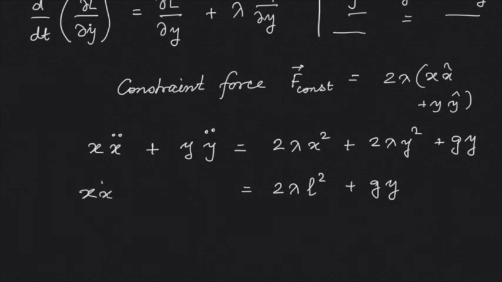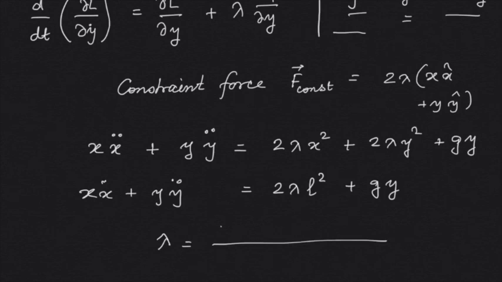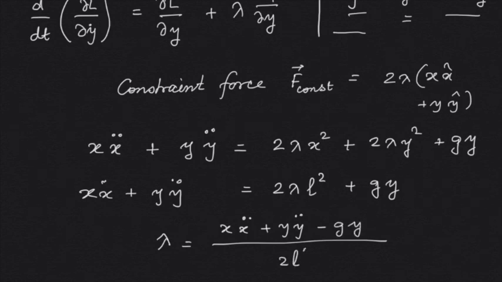Right, so xẍ plus yÿ is this, and I can now write λ in terms of everything else, and that will look a little complicated. λ is xẍ plus yÿ minus gy, divided by 2L². Fine. So far so good, but you see λ is still not in terms of x and y, so I have to somehow reduce ẍ and ÿ from this.